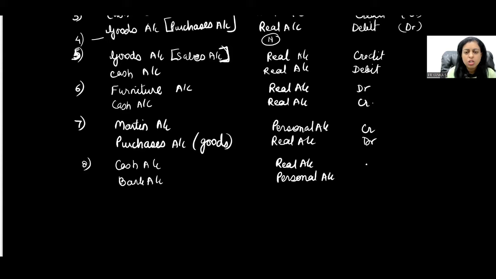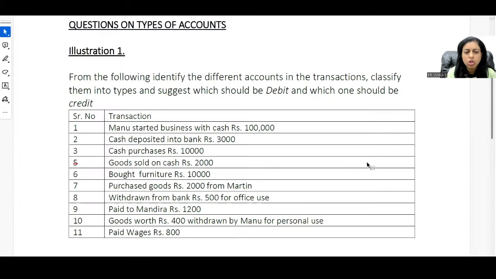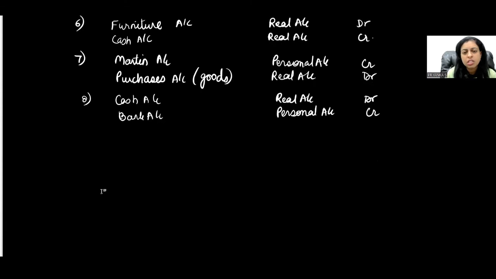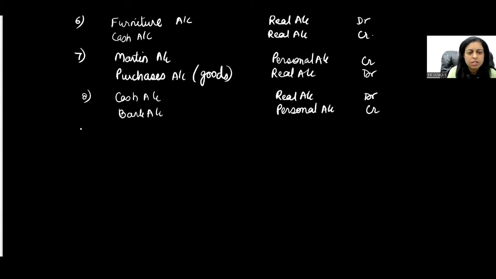So cash account, real account, is cash coming in or going out? It is coming in because you're withdrawing it. So debit what comes in. And what about bank? Bank is the giver of that money. So credit. Personal account rule: debit the receiver, credit the giver. Ninth.